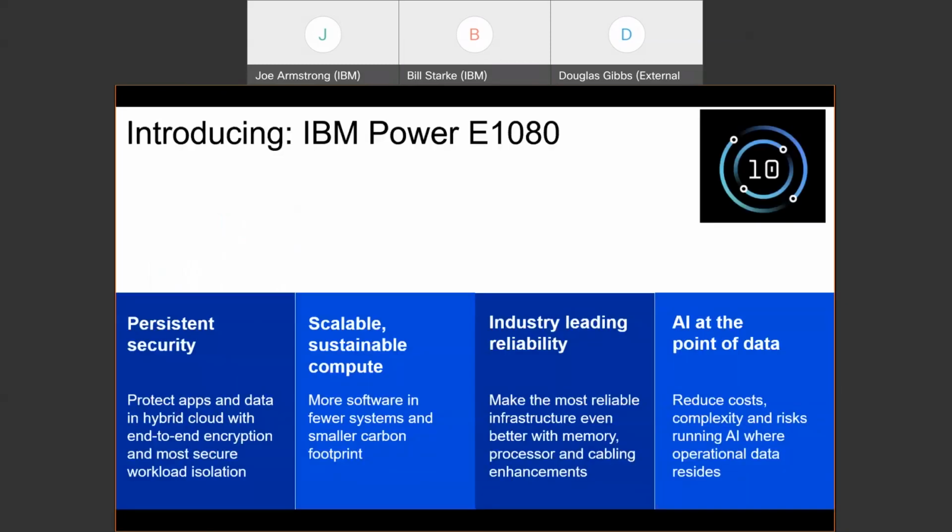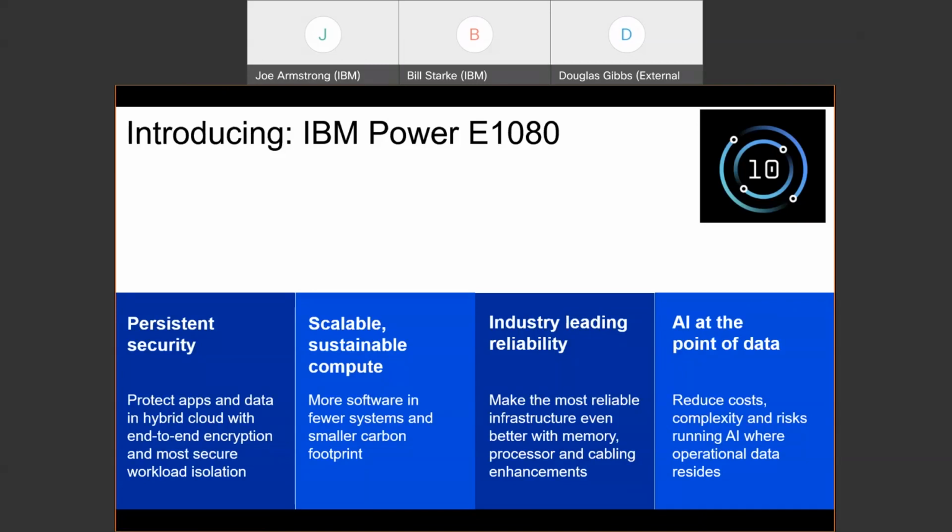So that's really a lot of the system stuff, but there's a lot of stuff around the Power 10 system that makes it what it is, where you want to run your mission critical workloads. And Power 10 is really built on these 4 pillars. Even Bill referred to a lot of this when he talked about the chip, because most of these are possible because of the chip. And these are persistent security, scalable, sustainable compute, top of the class reliability, and AI. And we're doing AI differently, which Bill alluded to, and we're going to talk about that.